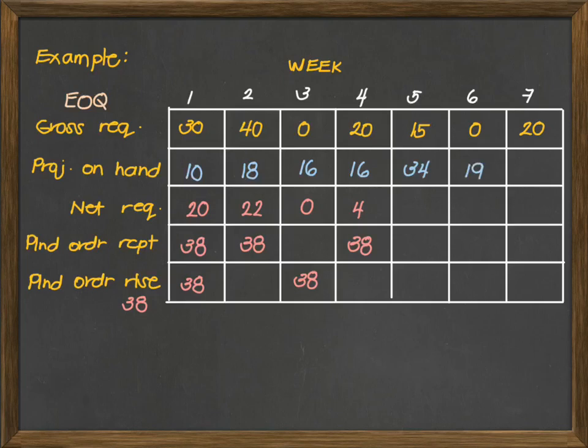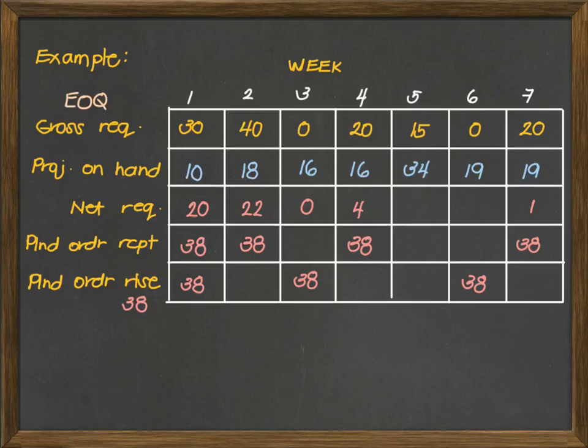Since nobody uses the units on week 6, again, this will be carried over on to week 7. So, 19 units on week 7. Since we have a requirement of 20, our net requirement is only 1 unit. Again, we will be releasing an order of 38 units by week 6.